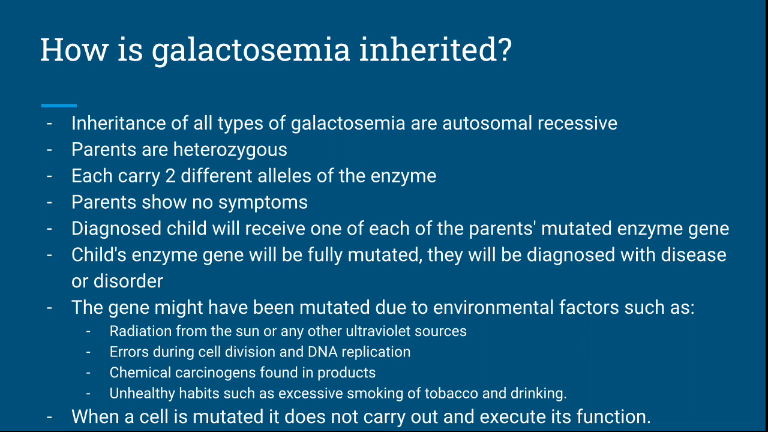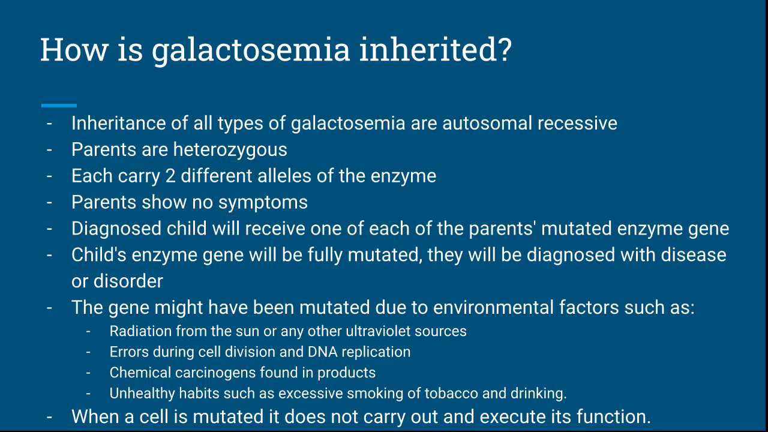Each of the parents have that autosomal pair, and one of the autosomes for that enzyme gene is mutated for each of the parents. Both parents are carriers of that mutated enzyme gene. They usually show no symptoms of the disease or disorder. In this case, they would both not be diagnosed with galactosemia. The diagnosed child will have received one of each of the parents' mutated enzyme gene, and the child's enzyme gene will be fully mutated, meaning they will have the disease or the disorder.